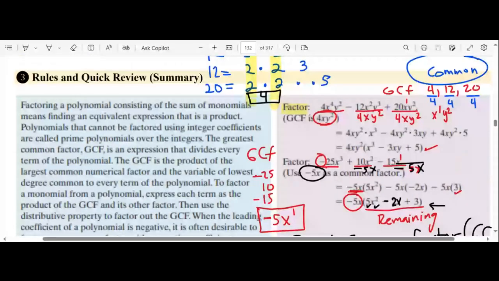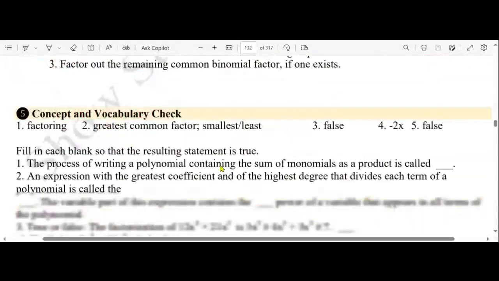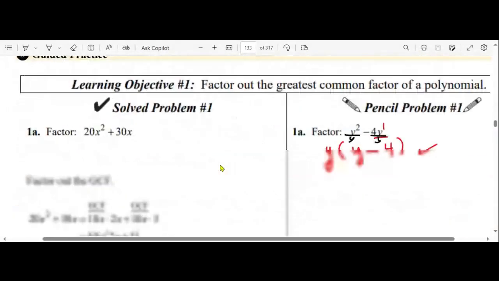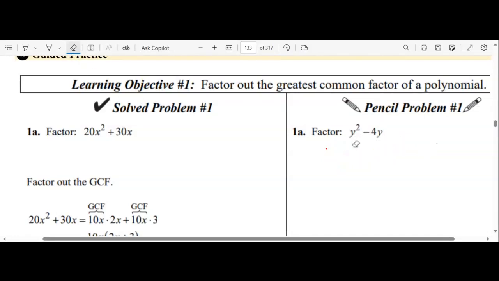I will skip the summary and I'll just go immediately to the practice, okay? So I'm going to erase this and we'll try to do it together, okay? I have here, Ryan, can you please read? Factor y squared minus 4y.